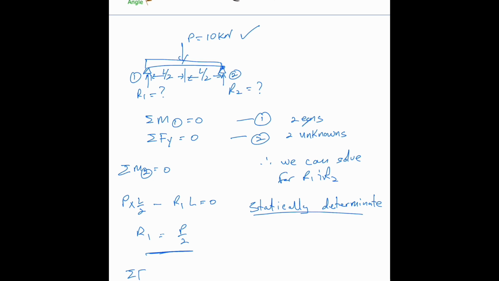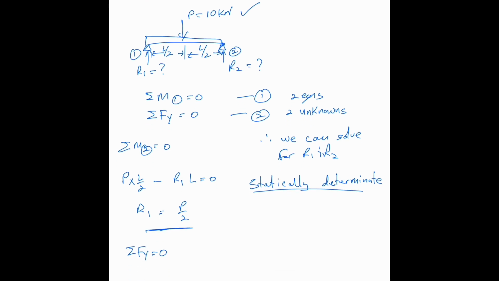The next equilibrium condition is that the sum of the forces in the vertical direction is equal to 0. So we could say R1 plus R2 is equal to P. So R2 is P minus R1.